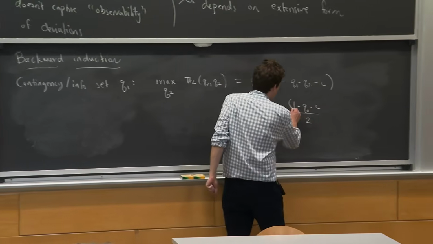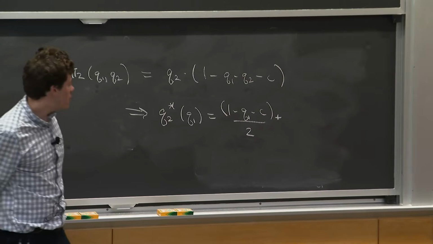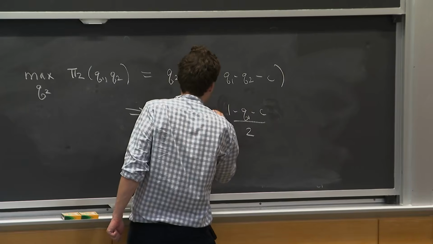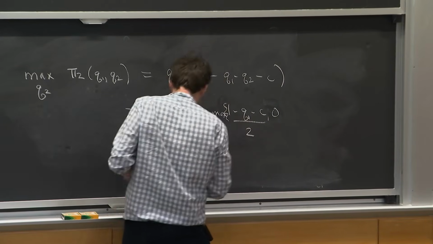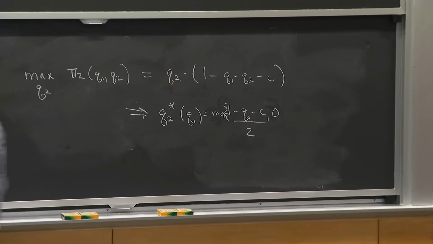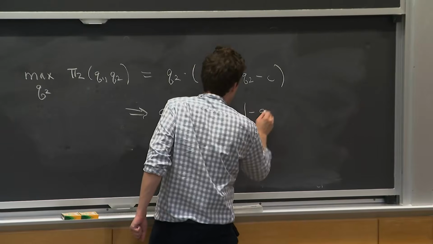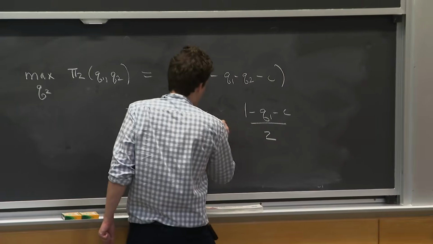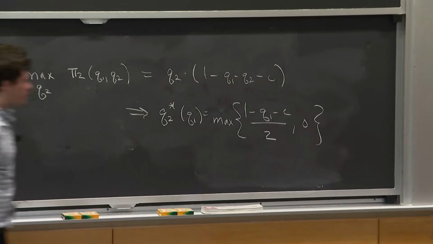And the notation I'll use for that is I'll put a little plus at the bottom of it. Let me just write max. I like that notation, but I think that might just cause confusion. So let's just write max of this and 0. It's 1 minus q1 minus c over 2. But if this is negative, I just want to produce 0. So I'm going to write the maximum of this and 0. I could use the plus, but I think this is clear.